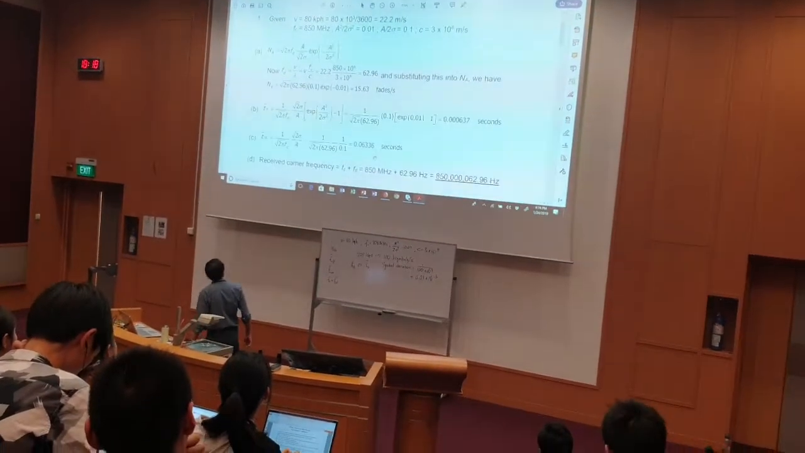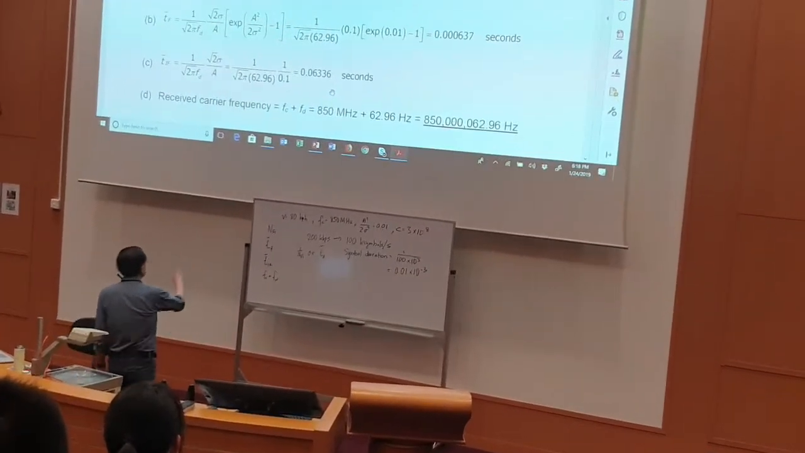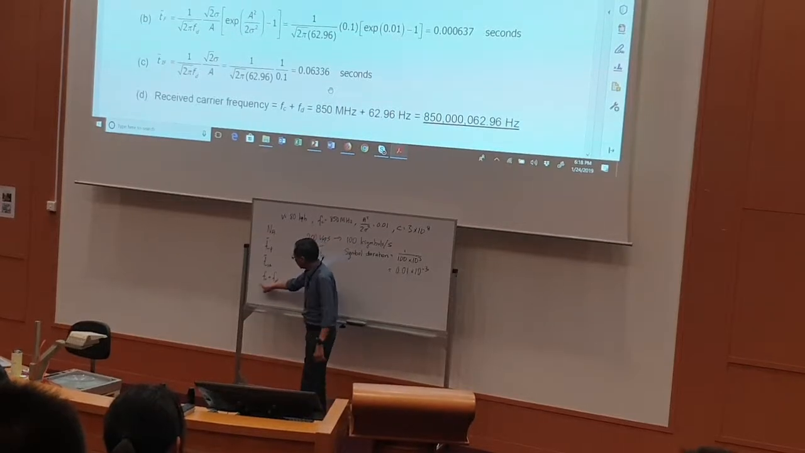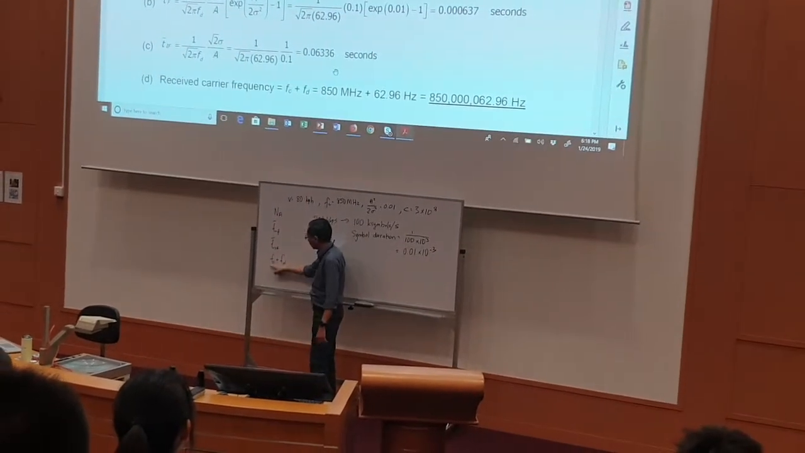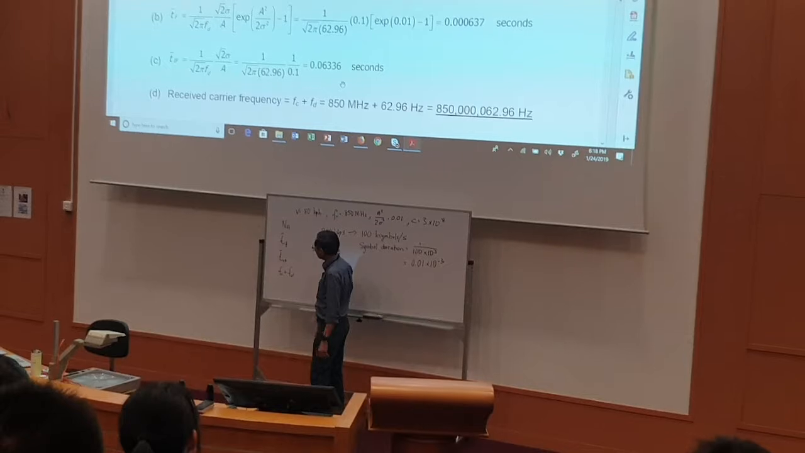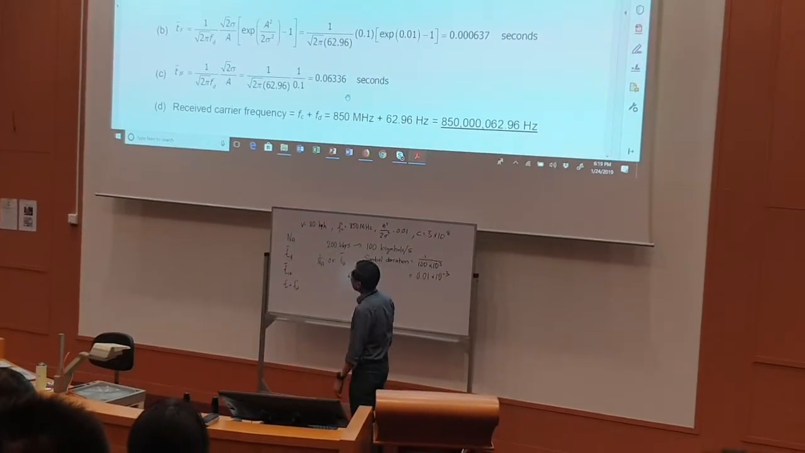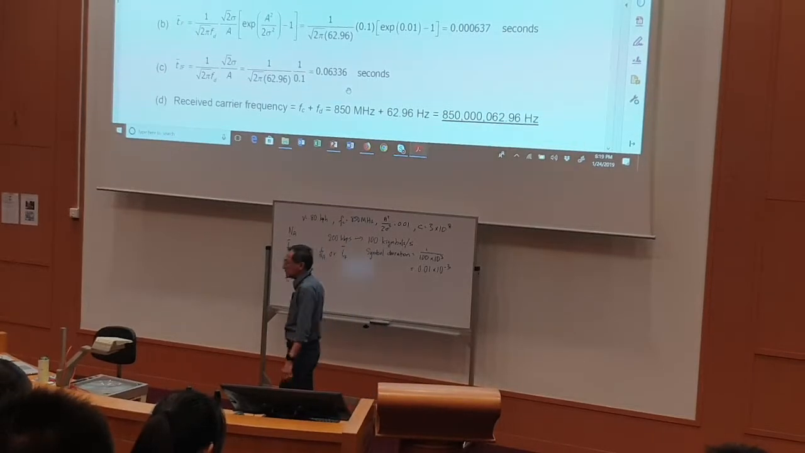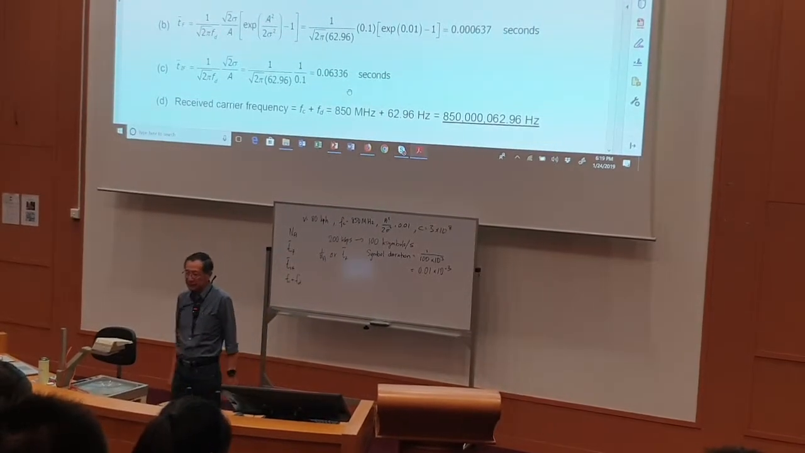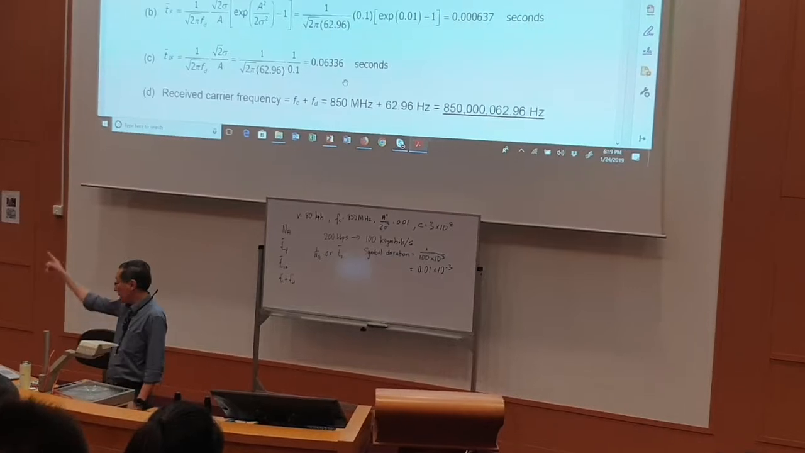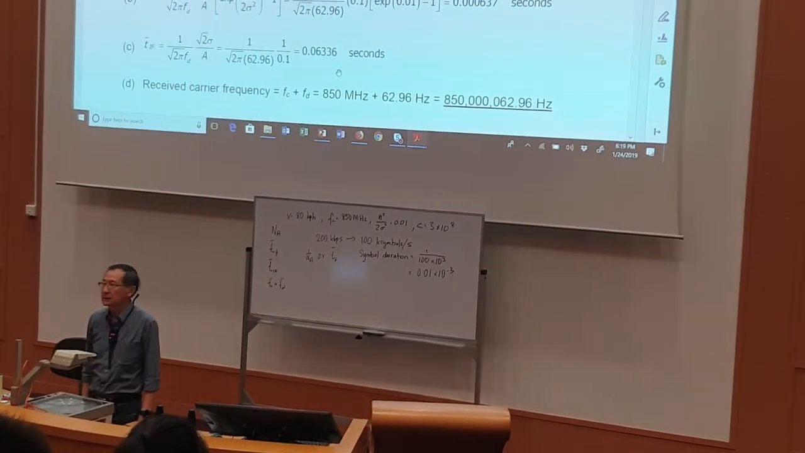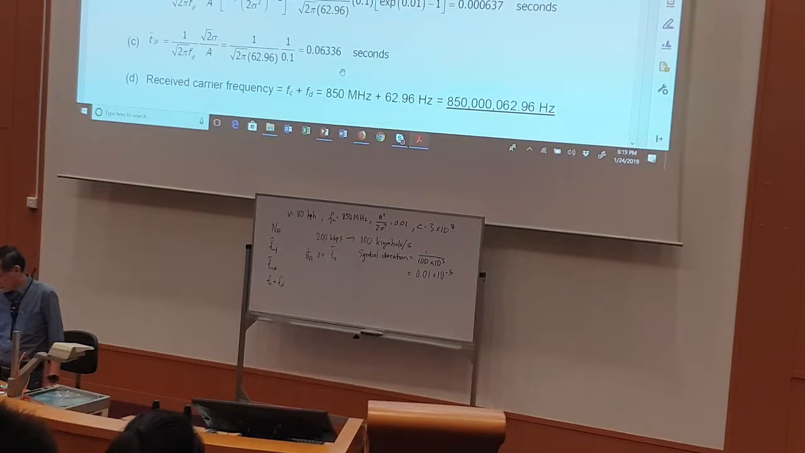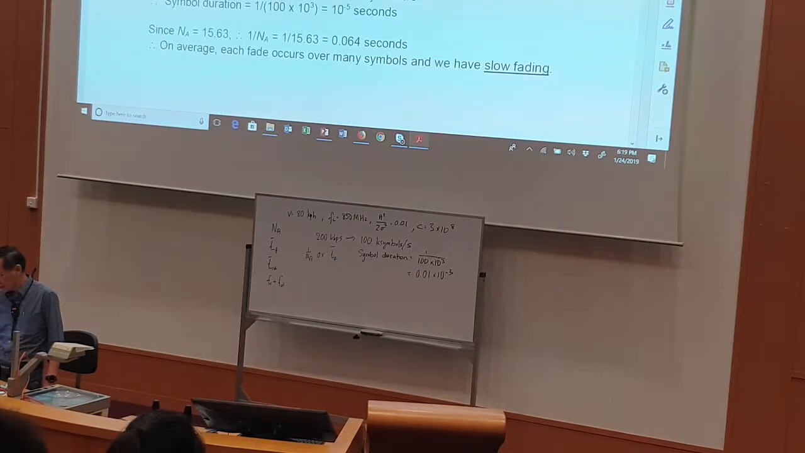Then part D is FC plus FD over here. FC is known, 850 megahertz. FD you calculated out, 62.96. So you add those two together. That's the frequency that the signal is arriving at the receiver when the other guy is walking towards the receiver.